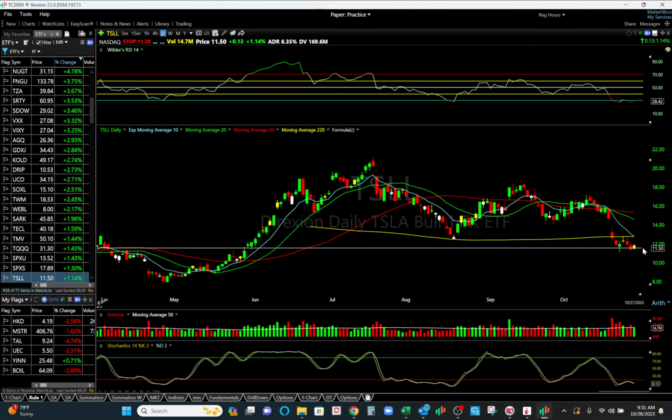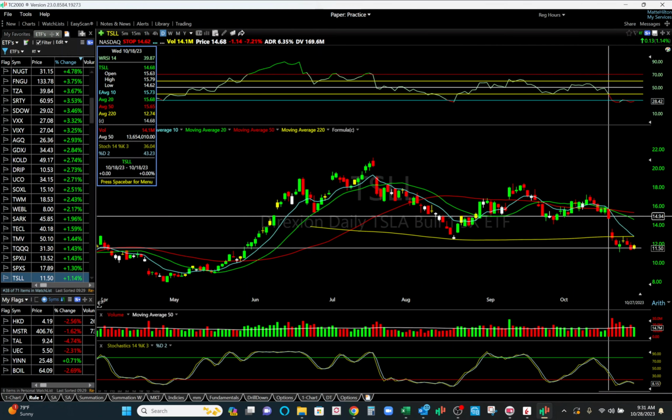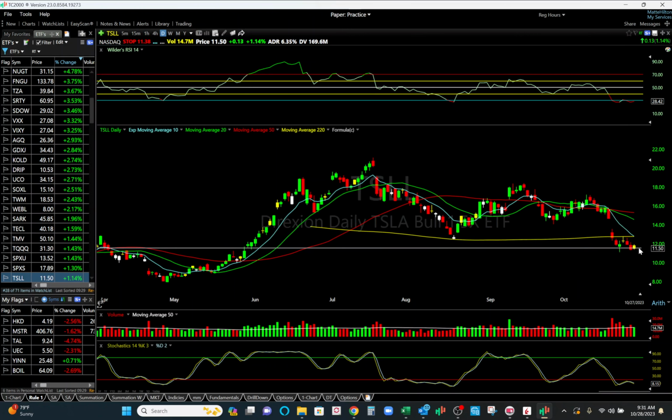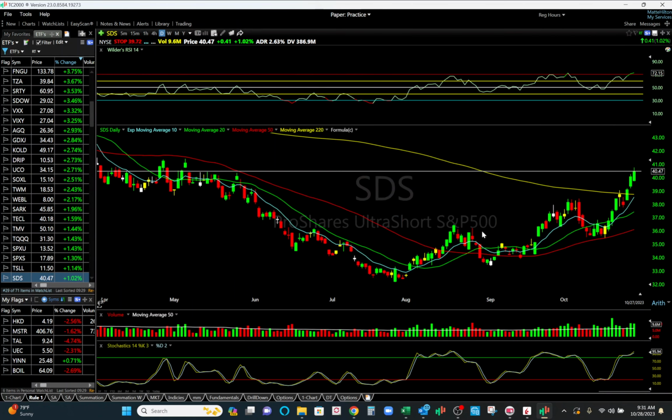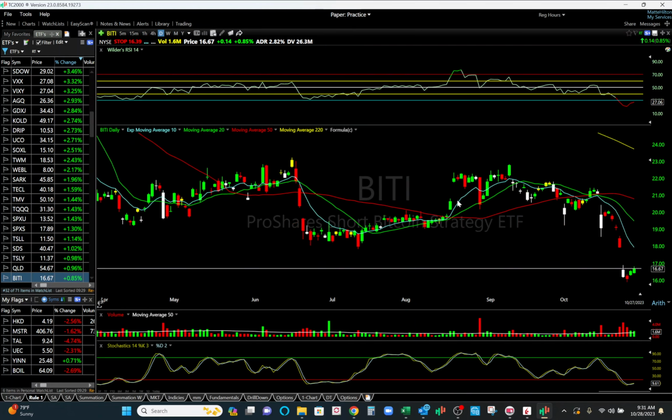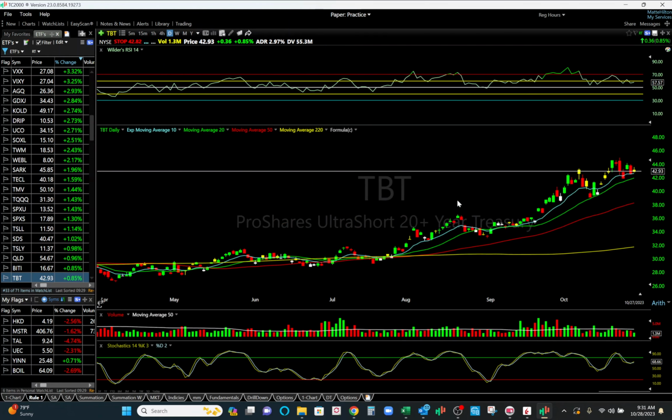Tesla, this looks like a bear flag. Had the drop on earnings, and now we're just consolidating. I'm thinking we're going to get a leg lower on Tesla, which will be bad for the Qs.